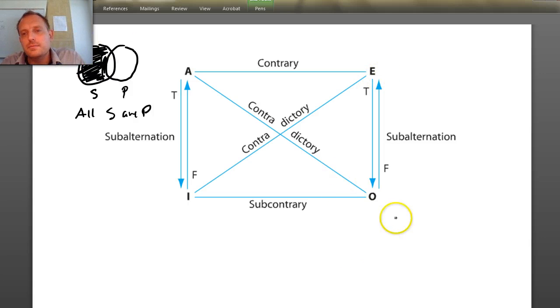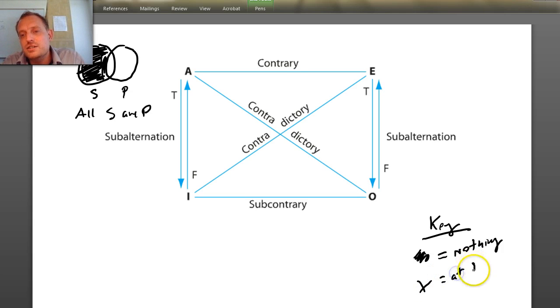Remember the key here, maybe I should write it down here so you can remember. The key is if you fill, that means there's nothing in the filled space. If you put an X, that means that at least one exists. Okay? Now notice here that when I fill in this circle here, that means nothing's there, which means that all of the S's, that's whatever is in this sort of football shape here, are also within the general P circle. All S are P, okay?